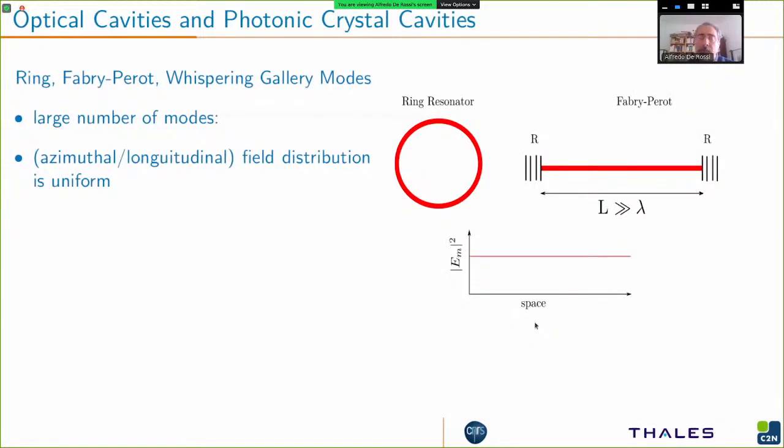But what is special about the photonic crystal cavity? A photonic crystal cavity is different from other kinds of resonators. Let me point this out. If you consider first a ring, a Fabry-Perot, or a whispering gallery mode resonator, they all have these properties in common. First, they have a large number of modes. And second, the field distribution of each mode is uniform. For instance, in a ring resonator, the azimuthal field distribution is constant.